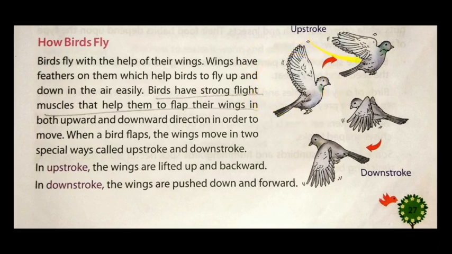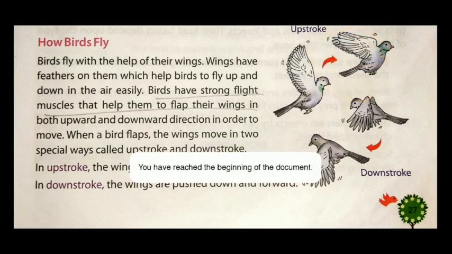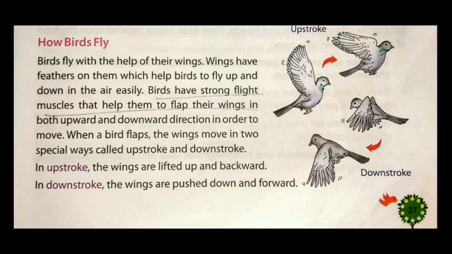Up and backward. Then in downstroke, the wings are pushed down and forward. In downstroke, the wings are pushed down and forward. So once again, how do birds fly? I hope all of you understood.